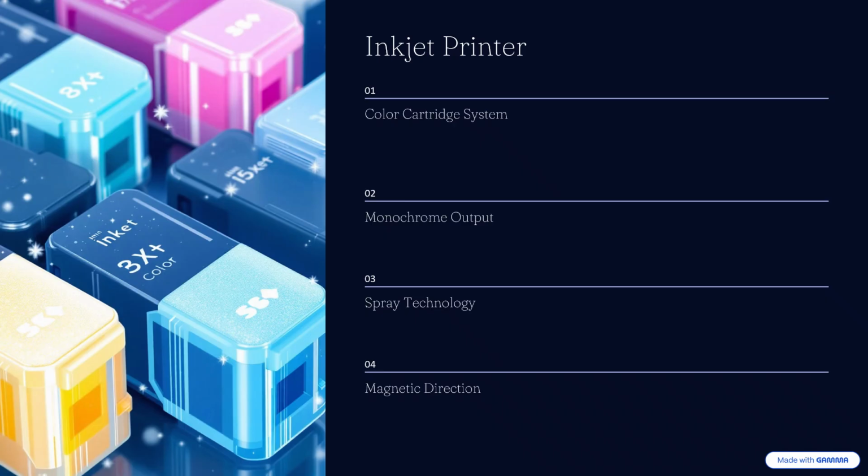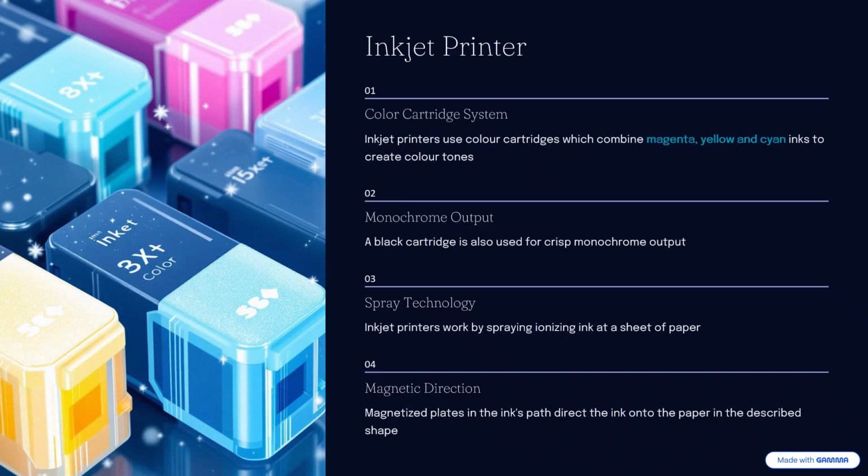monochrome output. Inkjet printers work by spraying ionized ink at the sheet of paper, which is called spray technology. Then magnetized plates in the ink bath direct the ink onto the paper in the desired shape, which is called magnetic direction. So this is about the inkjet.